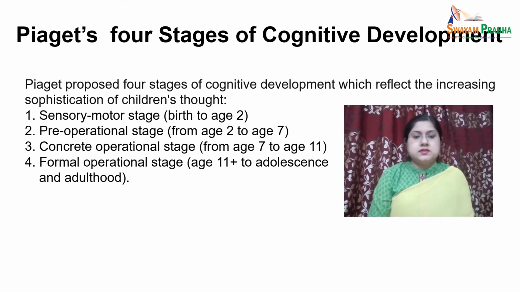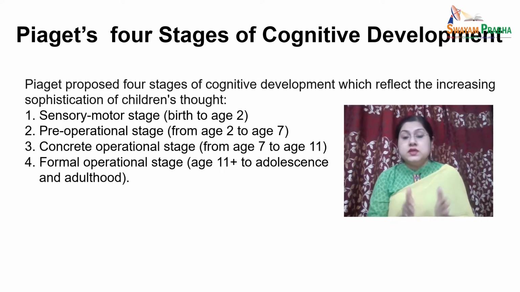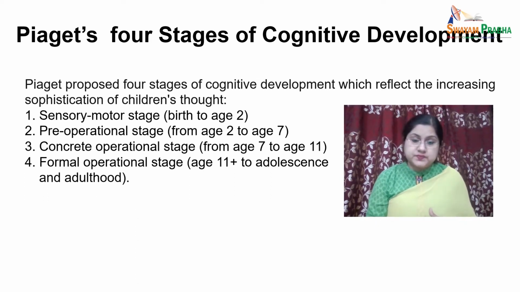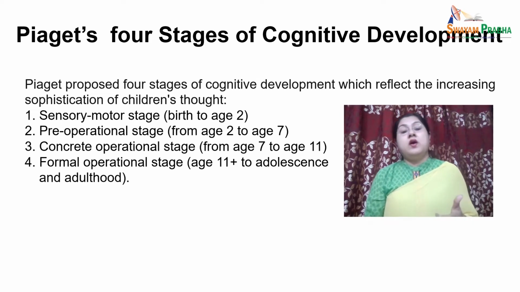This stage spans from the birth of the child till the age of 2. Then we have the second stage, the pre-operational stage, which extends from the age of 2 to the age of 7. Then we have the concrete operational stage from the age of 7 till the age of 11. And then there is the fourth and final stage, the formal operational stage, which spans 11 plus years to adolescence and adulthood.